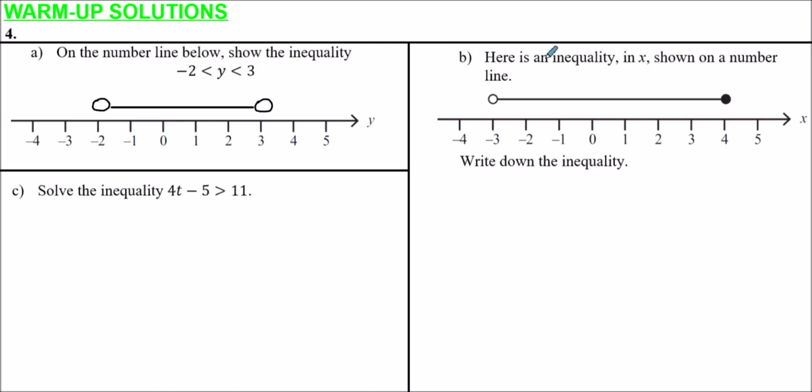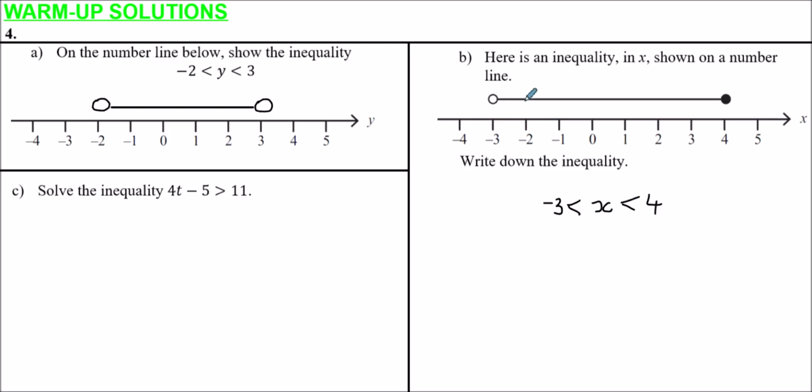For part B, we have an inequality shown in terms of x, shown on a number line. Write down the inequality. Well, we can see already that x is literally in between these two circles. So at one end, it's between -3, and at the other end, it's between the number 4.